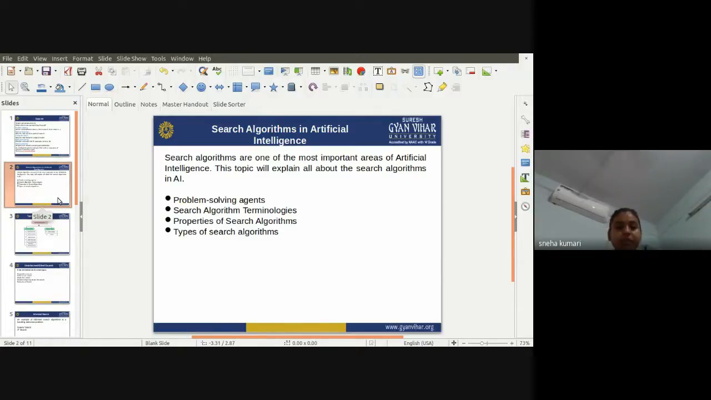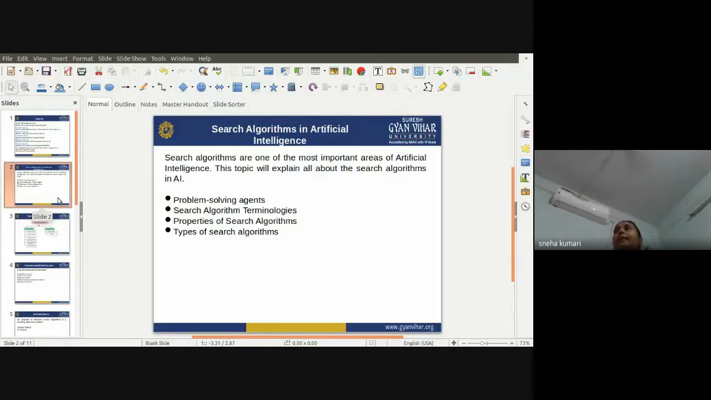Third one is space complexity. It is the maximum storage space required at any point during the search, as the complexity of the problem grows. So what is space complexity? It is the maximum storage space required at any point during the search as the complexity of the problem.